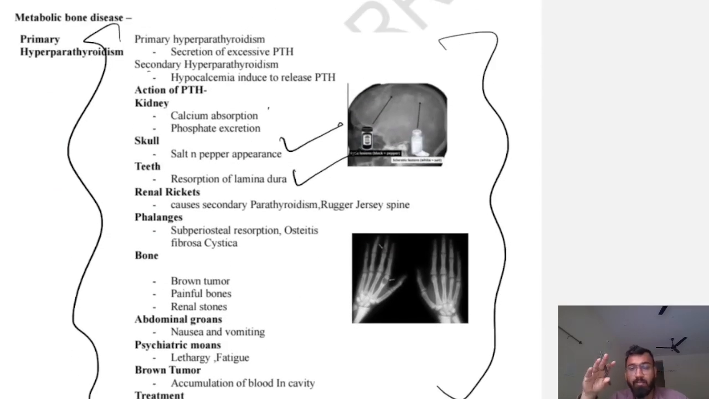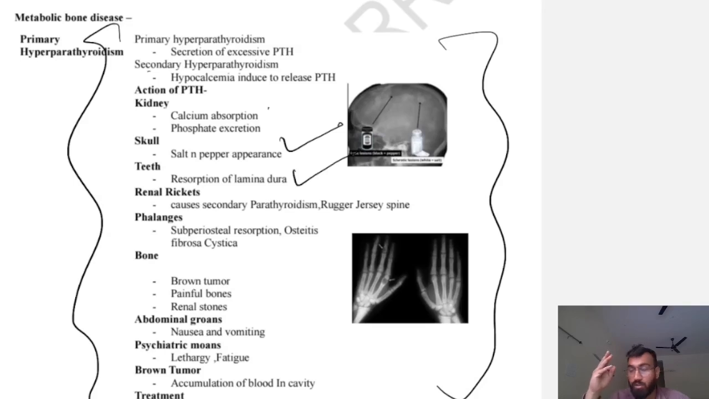hyperparathyroidism. So hyperparathyroidism is due to excess of PTH, and excess of PTH could be due to primary or secondary causes. Primary is due to parathyroid adenoma or parathyroid carcinoma, which causes an increase in PTH release. So what is the action of PTH? It increases the absorption of calcium and phosphate from the intestine, and in the kidney it causes calcium absorption and phosphate excretion, and in bone it causes bone resorption. So this is the action of PTH.